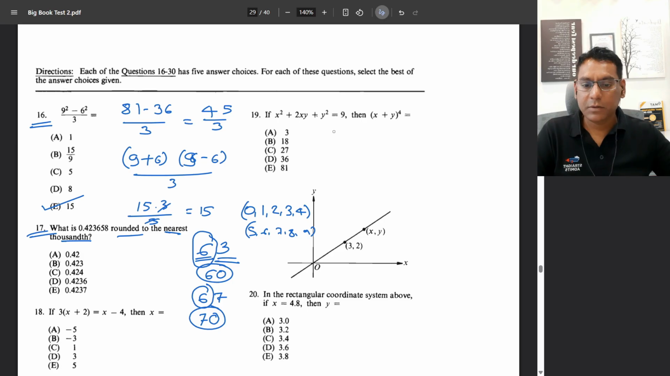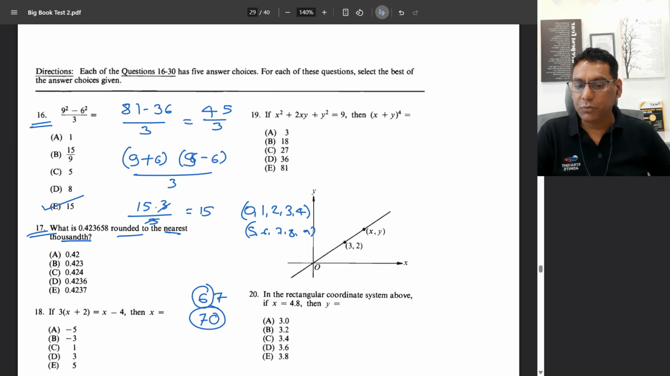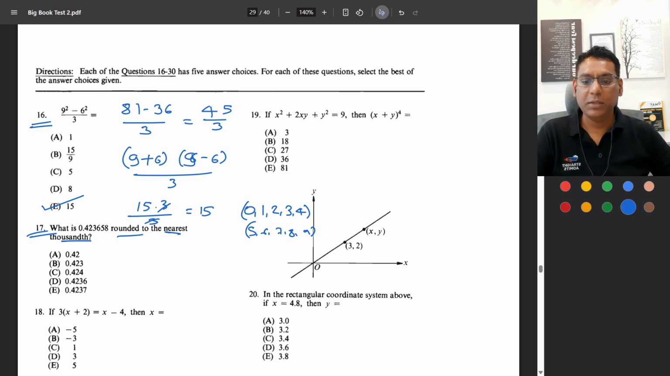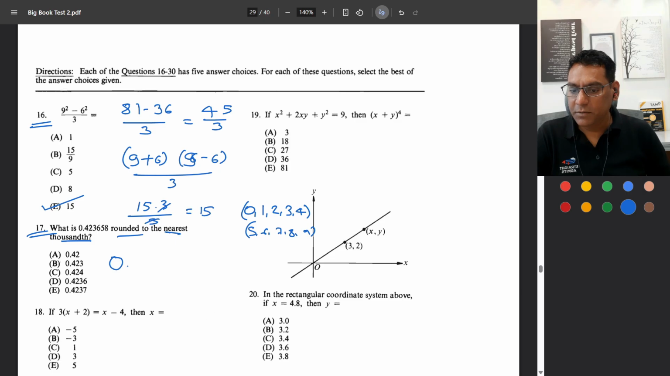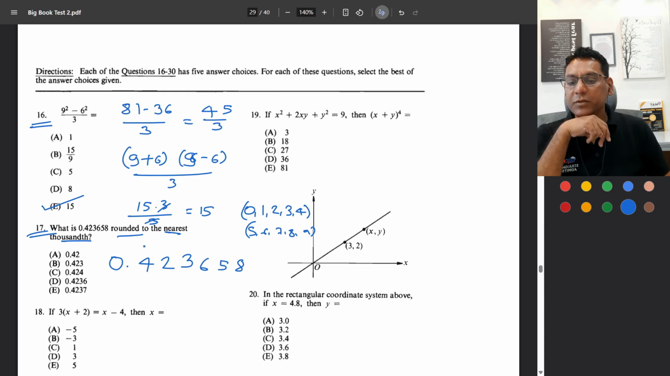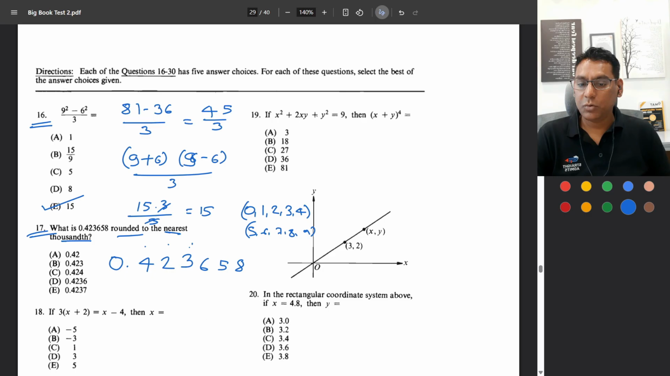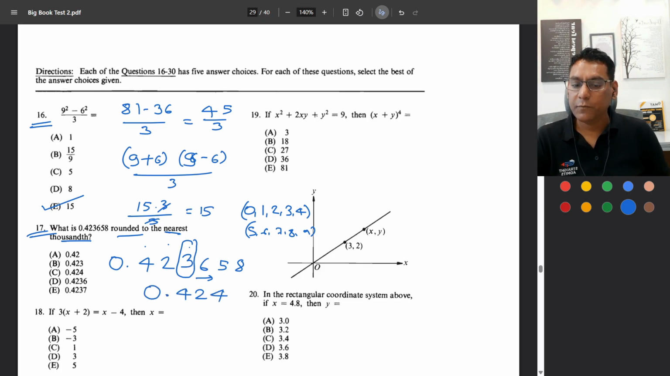Okay. Let me just get rid of this explanation. So I have to do the same logic, but I have to do it for the thousandth digit. Let me do that. So what is the thousandth digit? First of all, let me just write it: 4, 2, 3, 6, 5, 8. What is the thousandth digit? So this is 10th, this is 100th, this is 1000th, after the decimal. I need to fix this, and I need to look at the next number. So this is 6. That means I will have to add 1 here. So the rounding off becomes 0.424. That is the answer choice.